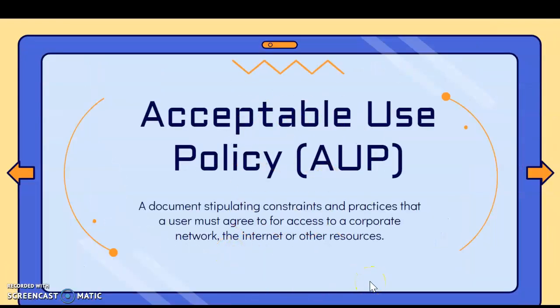An acceptable use policy is a document stipulating constraints and practices that a user must agree to for access to a corporate network, the internet, or any other resources. Acceptable use policies are used in education and in the business world.